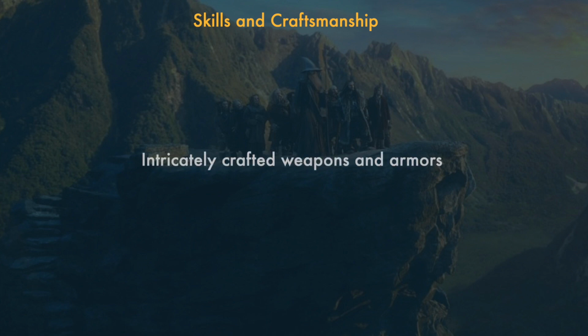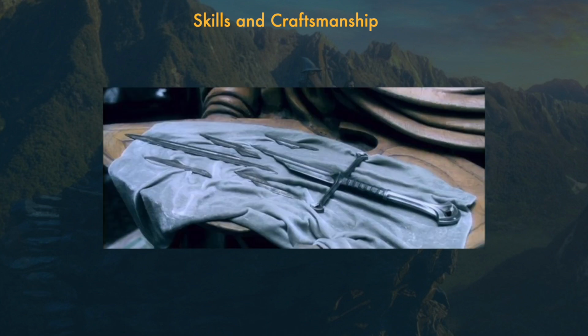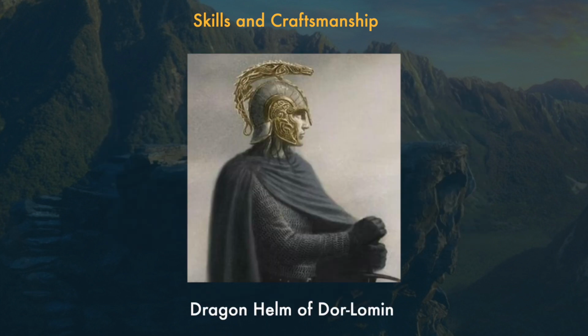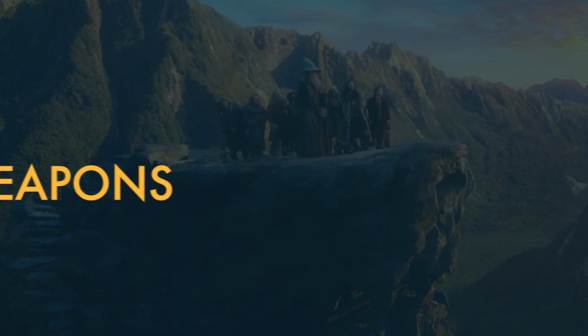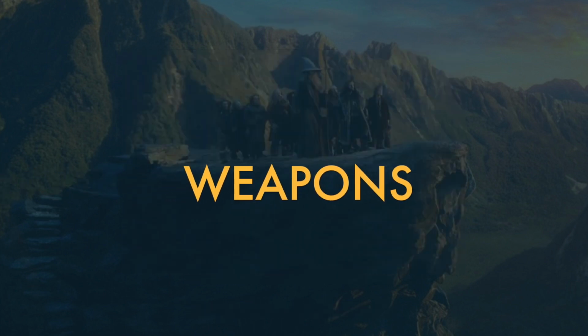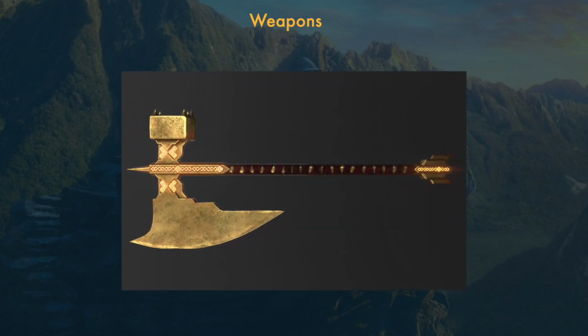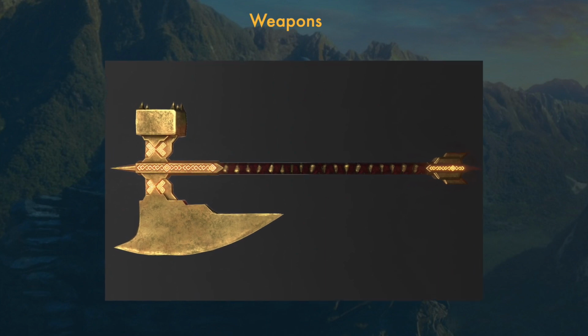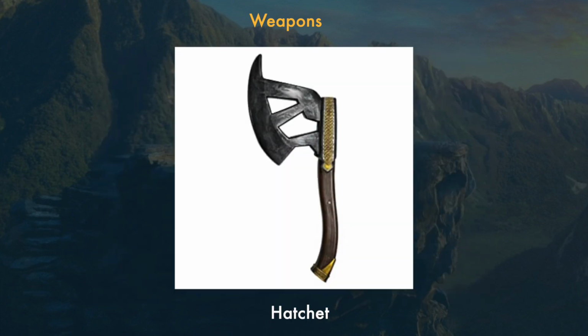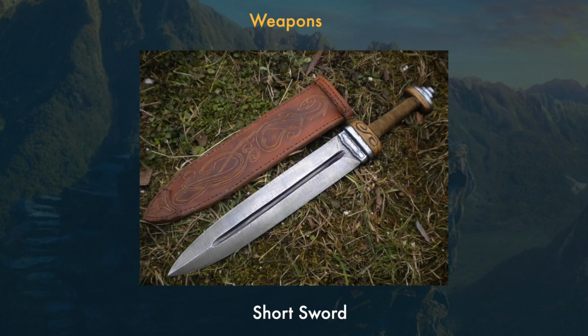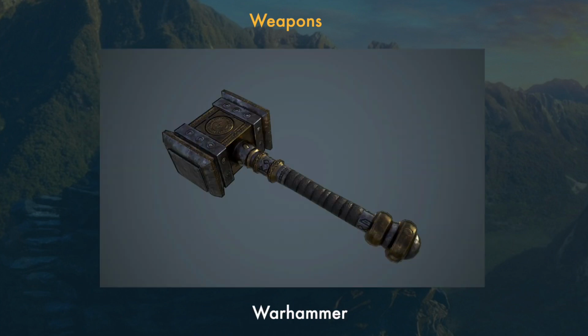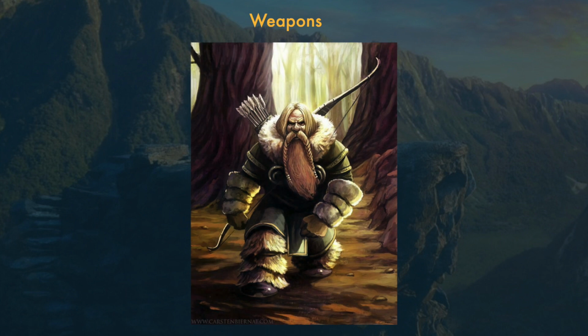Dwarven weapons and armor are intricately crafted, which includes some famous weapons like Narsil, the sword of Elendil, the Dragon-helm of Dor-lómin, a formidable war helmet, and the necklace Nauglamír. Let's look into the weapons used by dwarves. They usually use axes as their weapon of choice since it can be used as a tool or a weapon. Additionally, they also used hatchets, mattocks, short swords, warhammers, and very occasionally there is mention of dwarven archers.